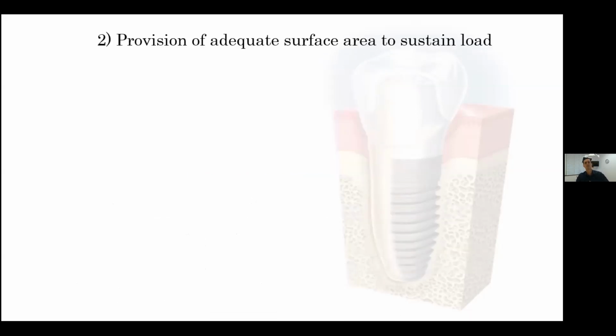Next thing we have to do is look at the provision of an adequate surface area to sustain load. We are saying that the implants are round, they are not necessarily the right shape, and they have less surface area in many instances than the root did. So we have to make a plan to work around that.